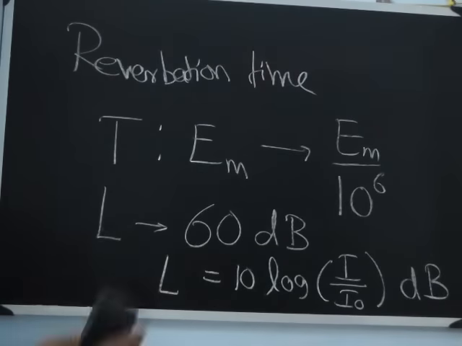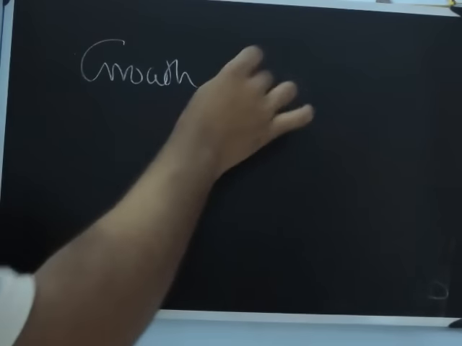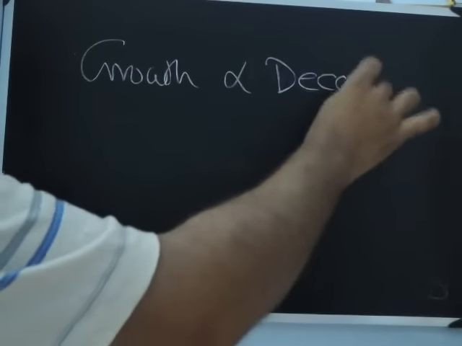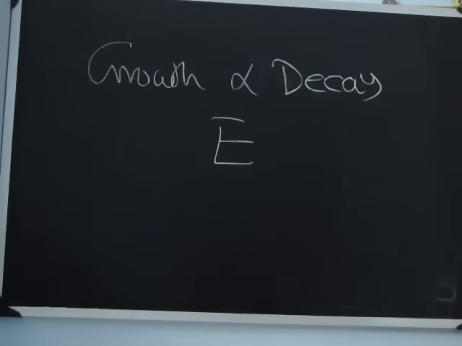To have a formula for reverberation time, we have to consider the growth and decay of sound energy in the hall. Now, how does sound energy grow? Imagine we have a sound power source like a speaker of power P. Say if P is 40 watts, then this power source is giving us a sound energy of 40 joules every second.